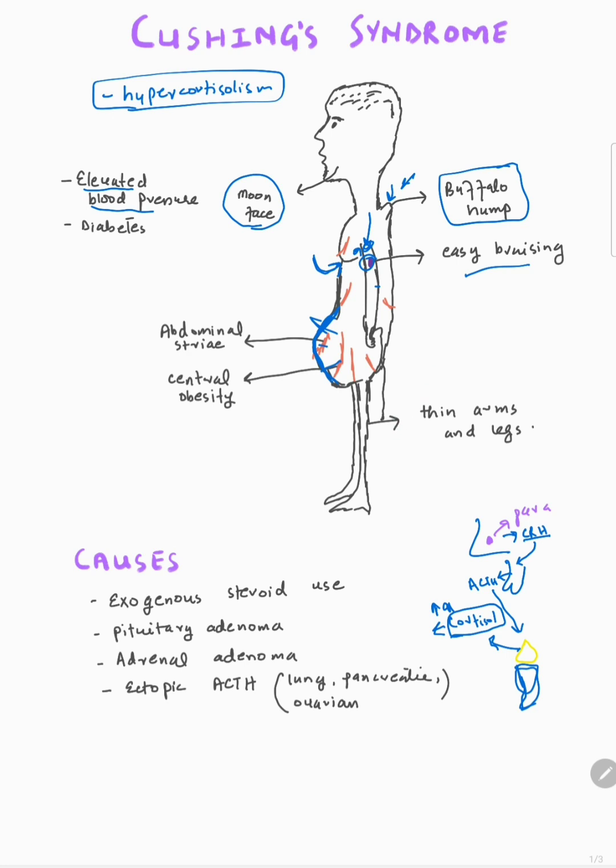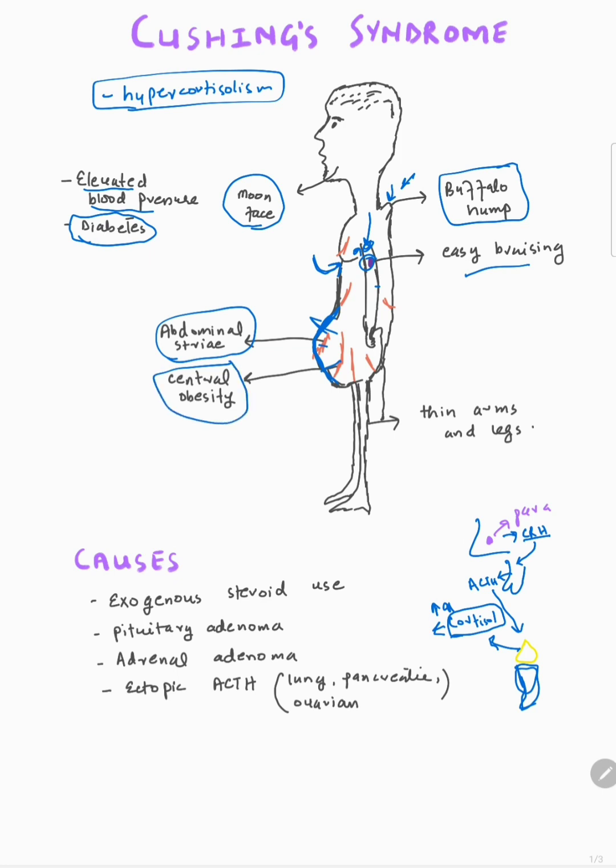And remember, cortisol also has a destructive effect on the bones, so there will be osteoporosis. Osteoporosis can occur with Cushing syndrome. That's really important to know. Another thing is that it causes insulin resistance, because cortisol is diabetogenic, so it will cause diabetes as well. So these are just the main features.